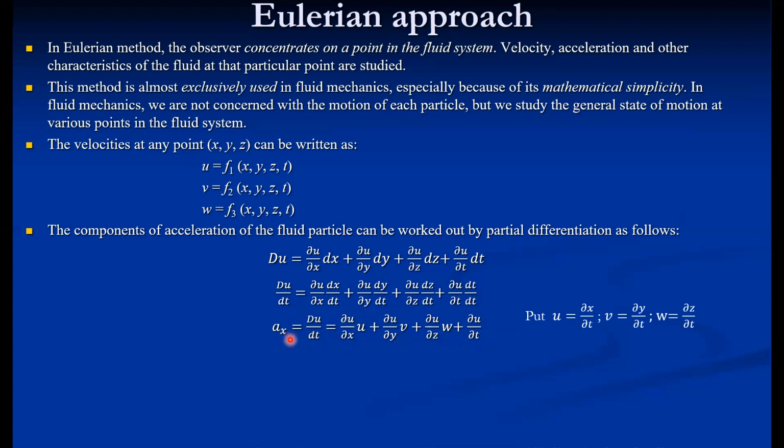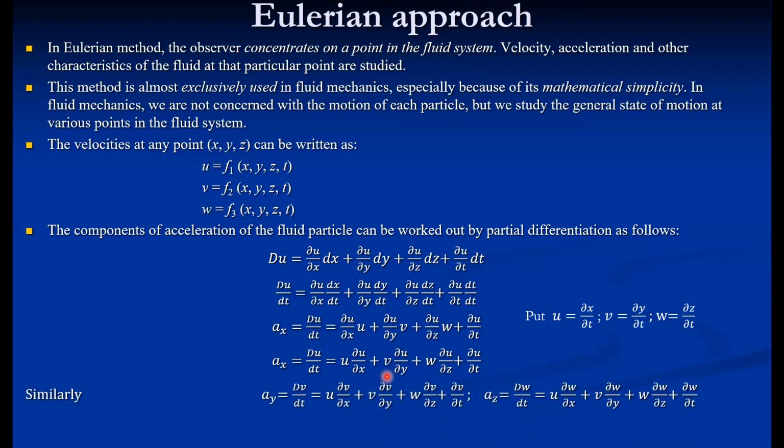So this is the acceleration along the x direction: u into ∂u/∂x plus v into ∂u/∂y plus w into ∂u/∂z plus ∂u/∂t. Similarly, the accelerations along the y and z directions are obtained like this. So here the acceleration is a function of velocity. Velocity at one particular point is monitored, and the acceleration with respect to that particular field is obtained. So these are the three components of acceleration.